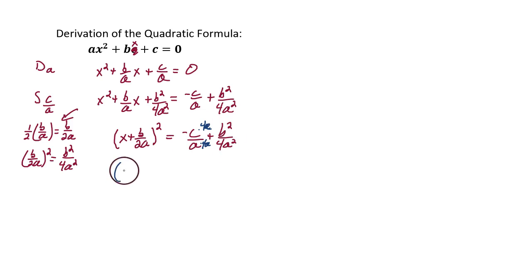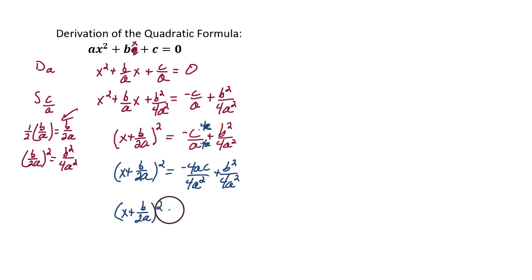So we will get (x + b/2a)² is equal to negative 4ac over 4a squared plus b squared over 4a squared. And now that we have common denominators, let's actually combine those numerators. So we have (x + b/2a)² is equal to, when I add these together, I could write negative 4ac plus b squared, but instead I'm going to write it as b squared minus 4ac, all over our common denominator.